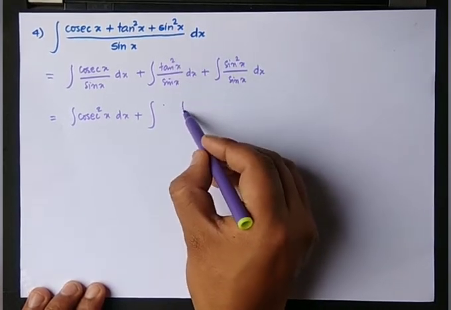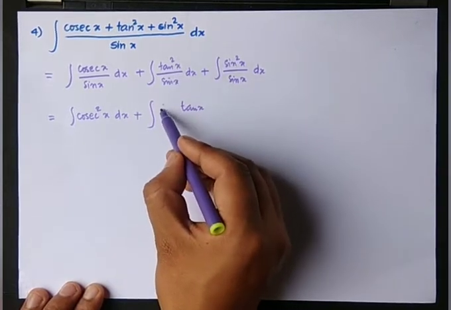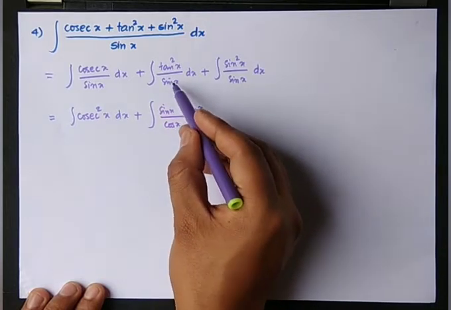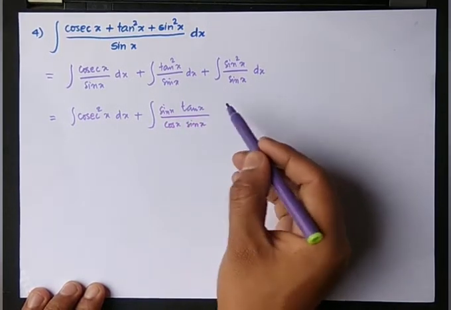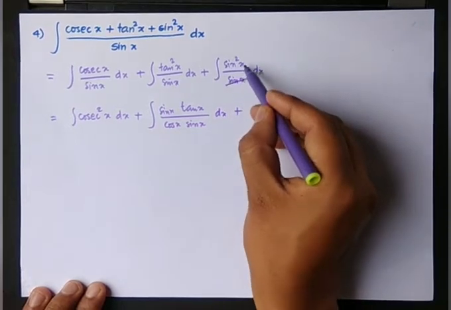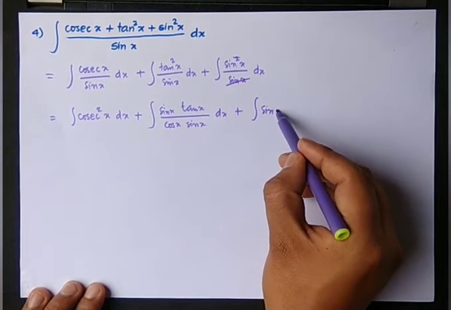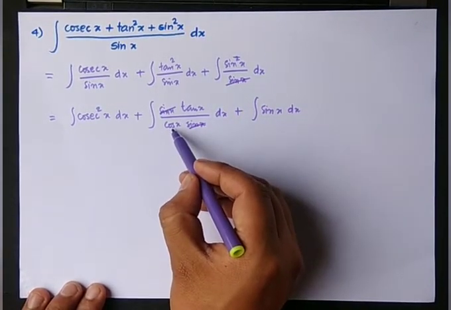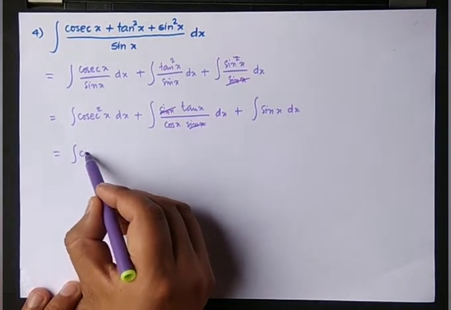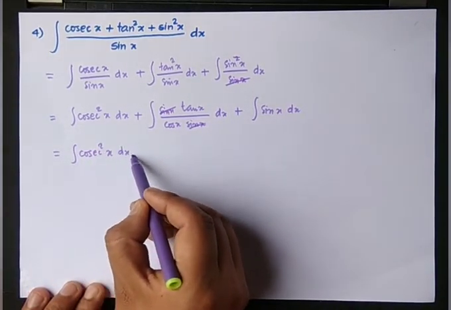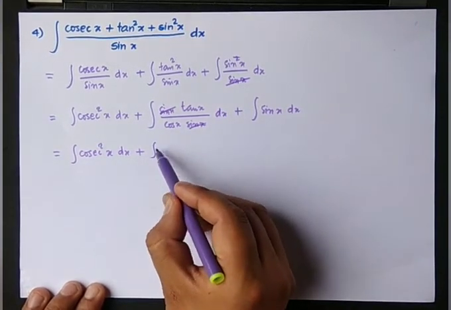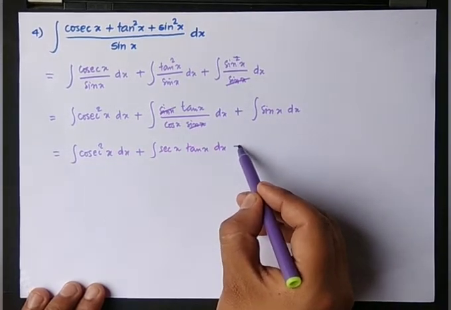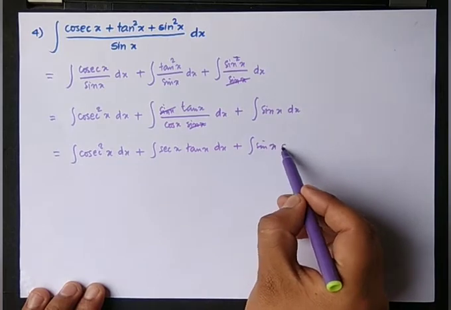Tan square x can be written as tan x into tan x, right? So instead of one tan x, I am writing sin x by cos x. And we have got sin x in the denominator. Similarly here, this and this get cancelled, so only sin x is left. So here this and this get cancelled, and the reciprocal of cos is sec, so this becomes cosec square x dx. Now this goes to the numerator to become sec x tan x dx plus integral of sin x dx.